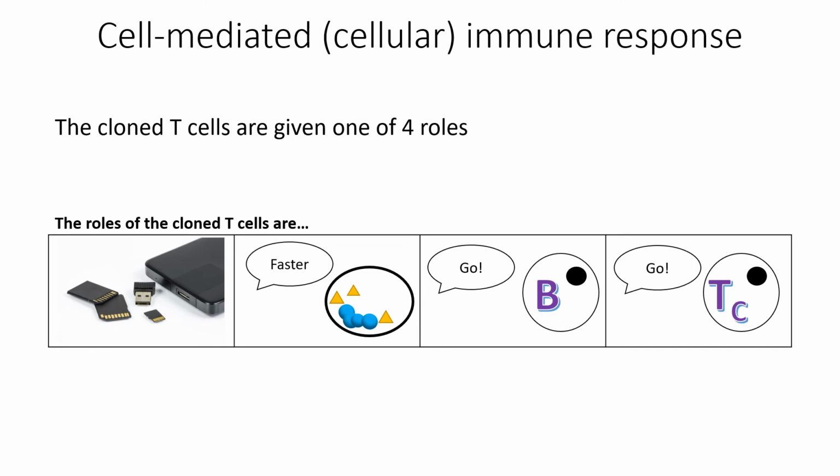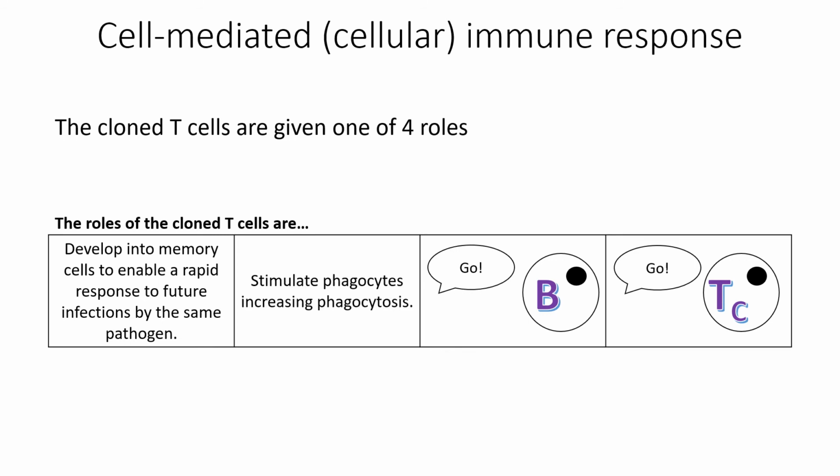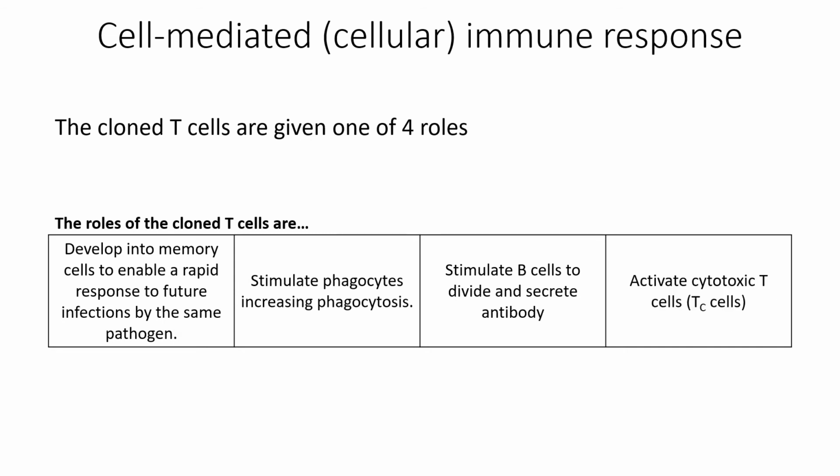Well, the answers are, we've got memory cells, we've got a faster rate of phagocytosis, so they stimulate the phagocytes. They are also responsible for stimulation of B cells to divide, again mitosis, and secrete antibodies, and we also stimulate what are called cytotoxic T cells, or again TC cells.